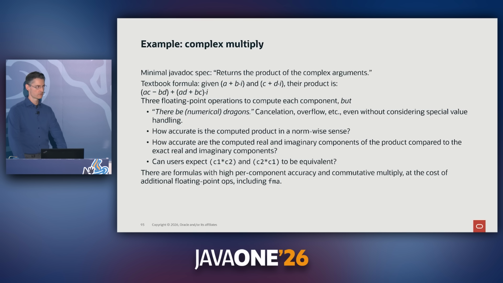Should the specification for complex multiply give any bounds on the accuracy of the results? Sometimes there are formulas you could use where one of the real and imaginary components would be accurate, but the other one could be basically totally wrong. Is that okay? Sometimes yes, sometimes no.